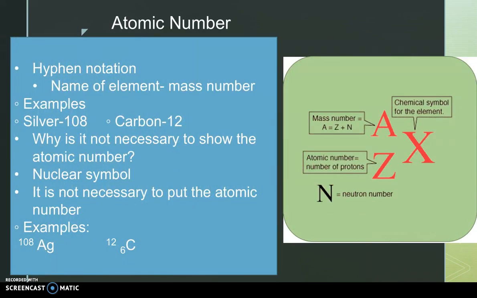And this is that hyphen notation. You write the name of the element, and then you include the mass number behind it, with a hyphen and the mass number. This just helps us see what specific atom we're dealing with. There are examples down below. This one has the mass number of silver, and carbon includes its mass number and atomic number.